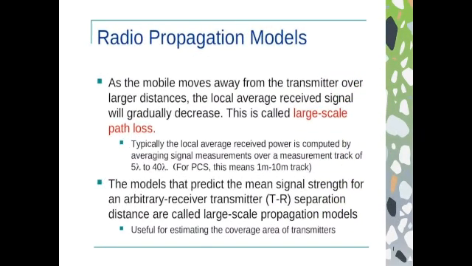As the mobile moves away from the transmitter over larger distances, the local coverage received signal will gradually decrease. This is called large scale path loss, and we are going to discuss large scale path loss models, the models that predict the mean signal strength for an arbitrary transmitter-receiver separation distance. They are called large scale propagation models. They are useful to estimate the coverage area of a transmitter.